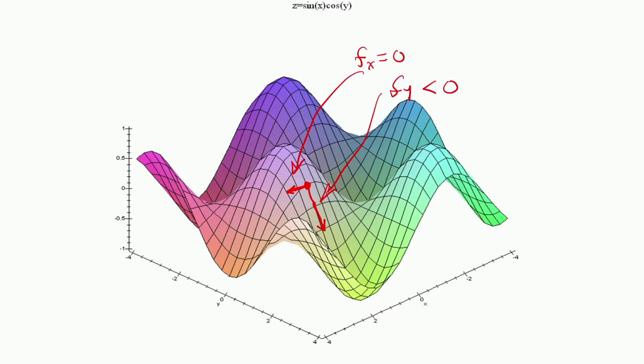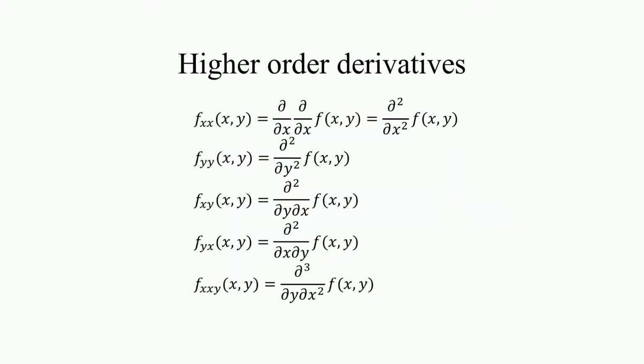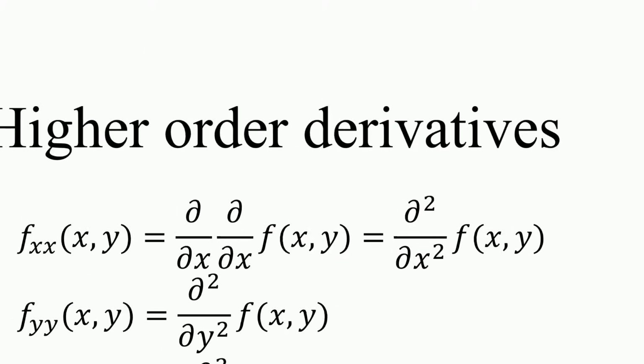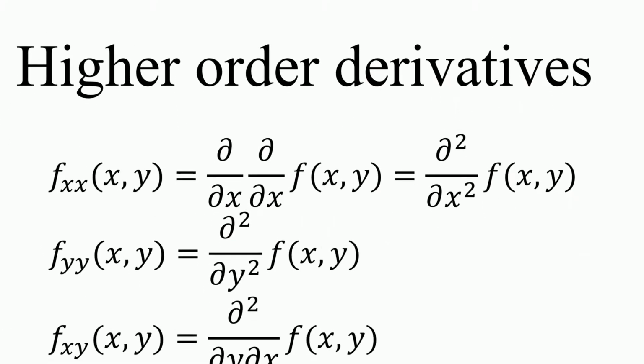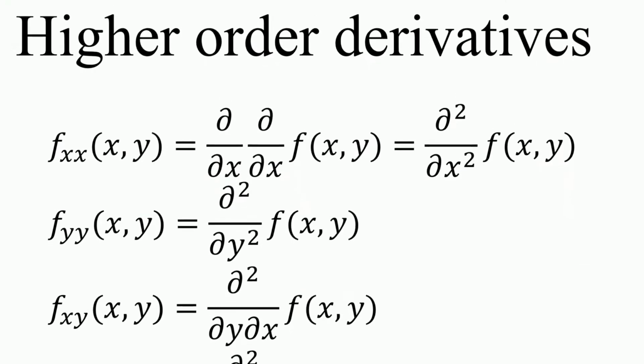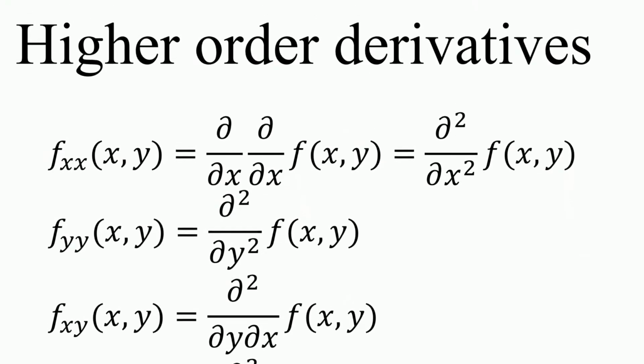Another thing that you're going to have to do is come up with higher order derivatives. A higher order derivative is like a second derivative. Here, you mainly just need to look at those three. Those three are the most important. To explain what these mean, f sub xx means do the derivative with respect to x twice. So do the derivative of the derivative with respect to x.